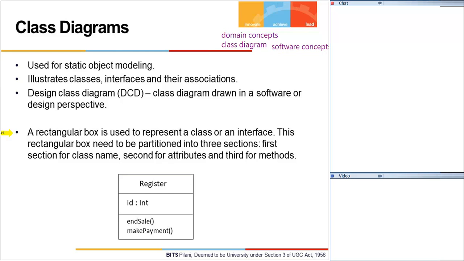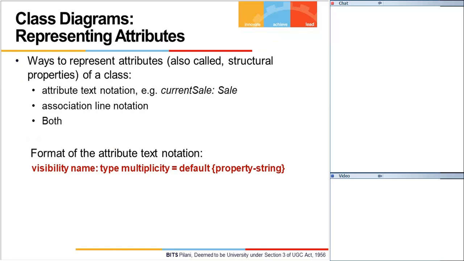Okay, let's see the notations. In a class diagram, you use a rectangular box in order to depict a class or an interface. This rectangular box needs to be partitioned into three sections. In the first section, you have the class name. The second section is the attribute section. And the third section is the section for operations or methods, right? So this is how you draw the class. All of you know this, so I'll just move ahead. More important things to come.